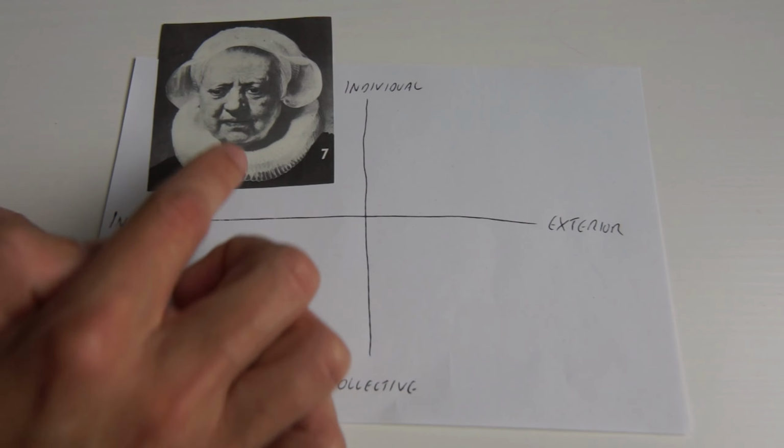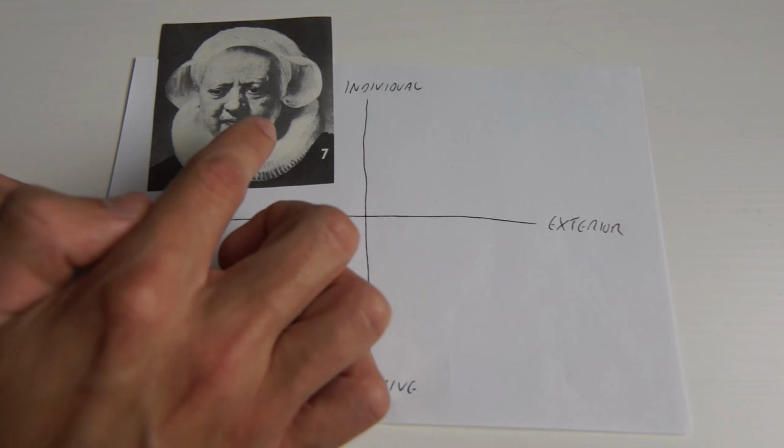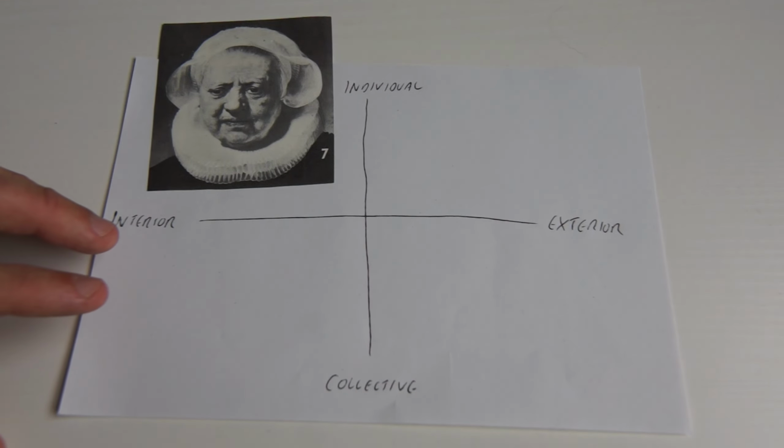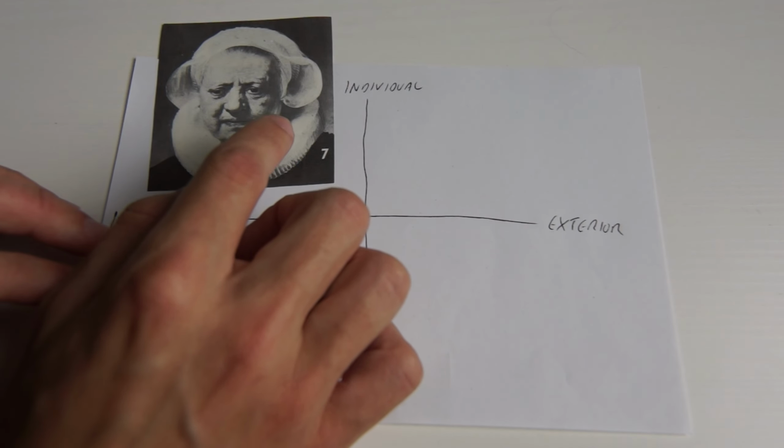So, in the upper left quadrant, the interior individual aspect, we might ask a question like, what thoughts am I having that are making me feel anxious? Or what is my self-talk like at this moment in time?